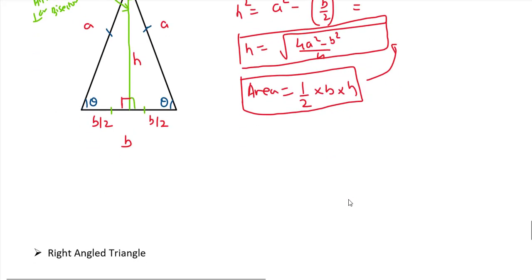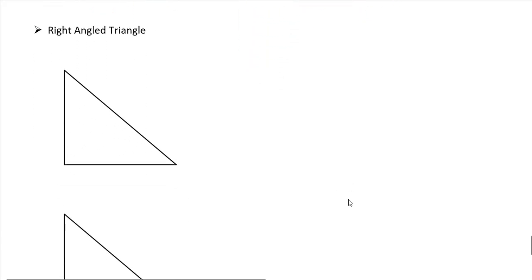Let us now understand the formulas related to right angle triangle. So this is a right angle triangle. Let us name this triangle. Say this is A, B and C. So the angle CAB is a right angle.